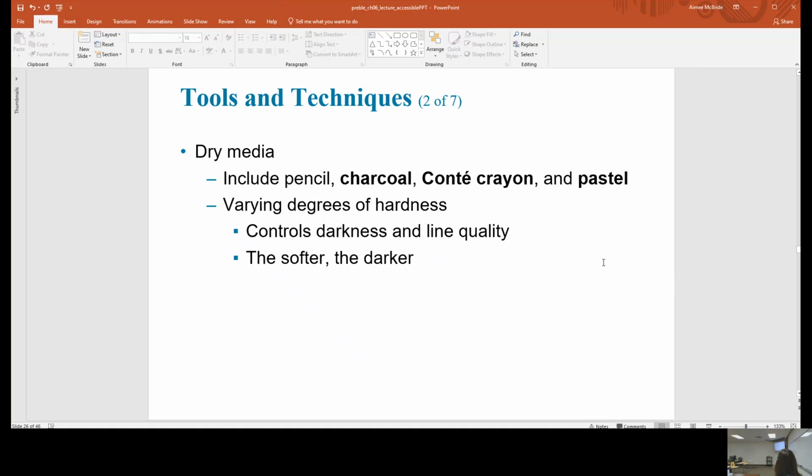Like I mentioned earlier, the softer the material is, the darker your lines are going to be. So I mentioned that reed charcoal is extremely soft, so it's very dark in comparison to literally any of these others. Charcoal is the darkest. It's the softest. Your order of hardest to softest: pencils are the hardest, followed by your Conte crayon or wax crayon, then pastel, and then charcoal.